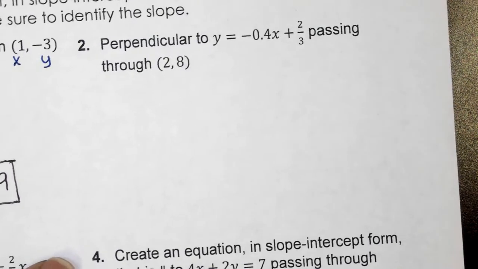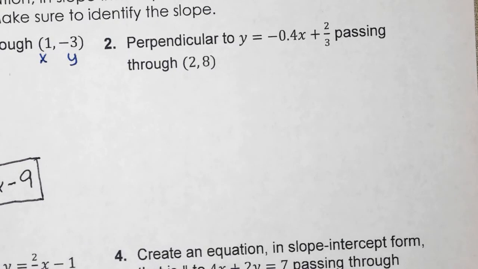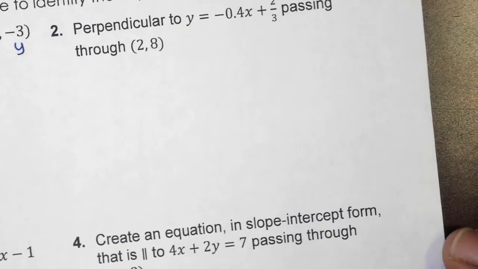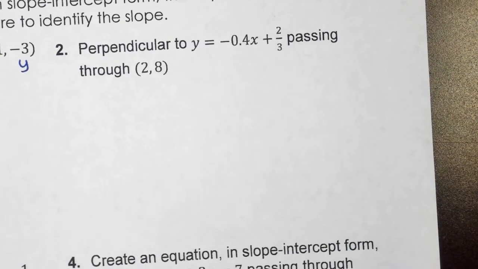Number 2. Perpendicular to y equals -0.4x plus 2/3, passing through 2, 8. You will get some that are like this. This first equation is in slope-intercept form. Only problem is my slope is a decimal. If my slope is a decimal, the best thing I could do for myself before I try to solve for that other perpendicular line is get that slope in fraction form.